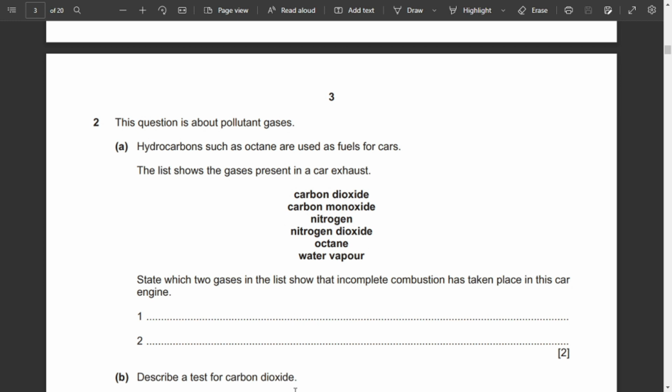So if we are talking about incomplete combustion, the first thing that comes to our mind is carbon monoxide, and then we need to find the second one. If you look at it, it's going to be octane, of course, because this is also something that indicates incomplete combustion basically. So we have octane and carbon monoxide.